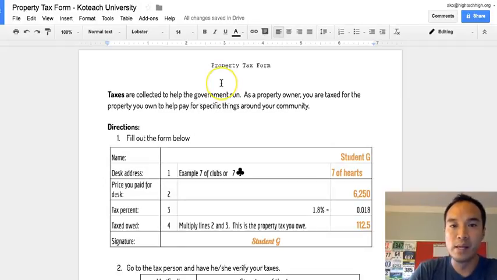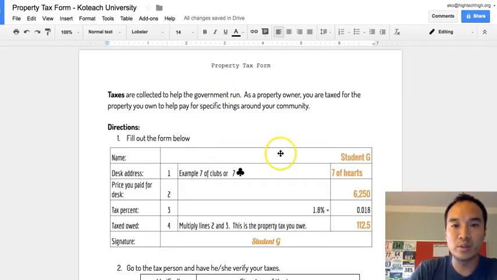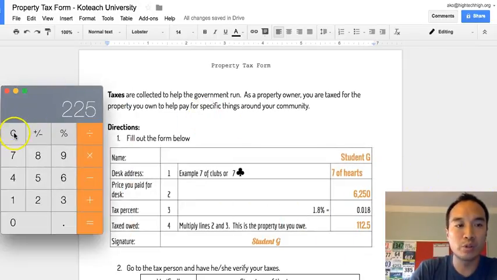Here we are. And we're going to look at student G as in goat. And they purchased the desk, table 7 of hearts. They paid $6,250 for it. And they have to pay a 1.8% tax. So again, all we're doing, we're not verifying whether this number is correct. We're just making sure that they calculated their tax correctly.